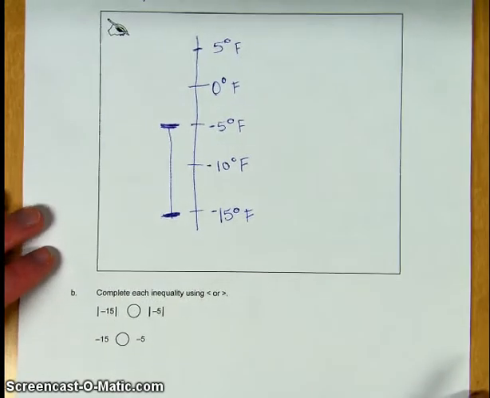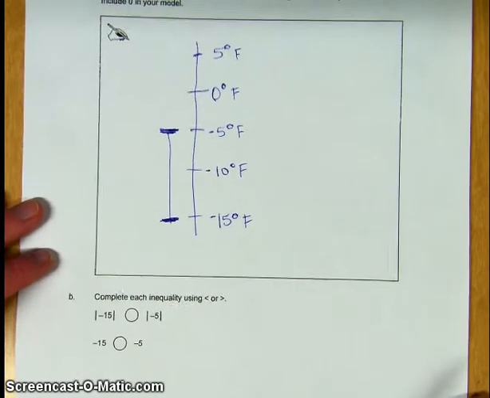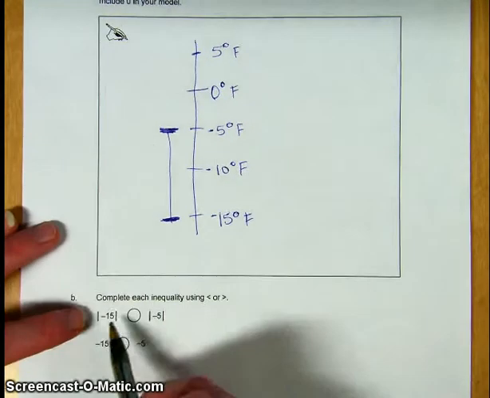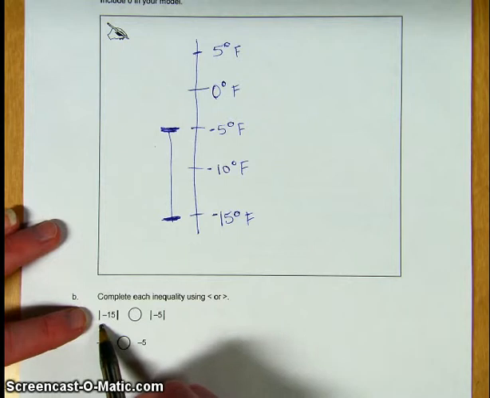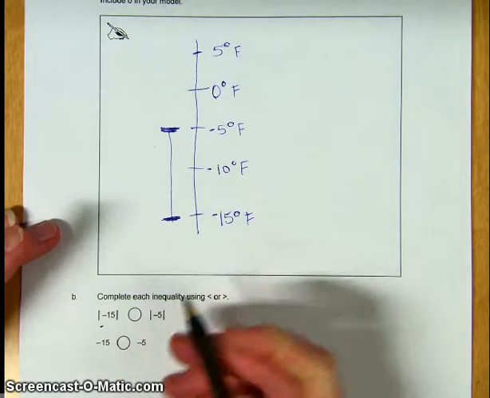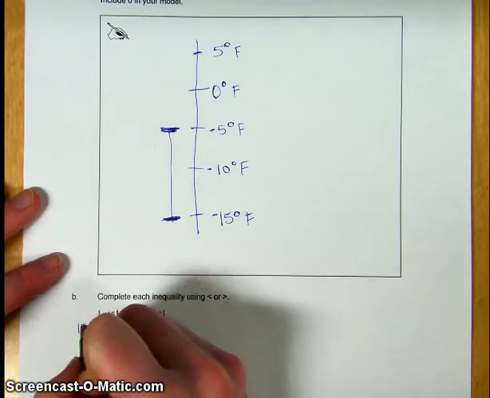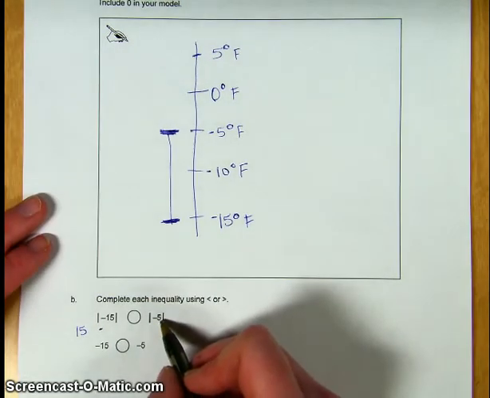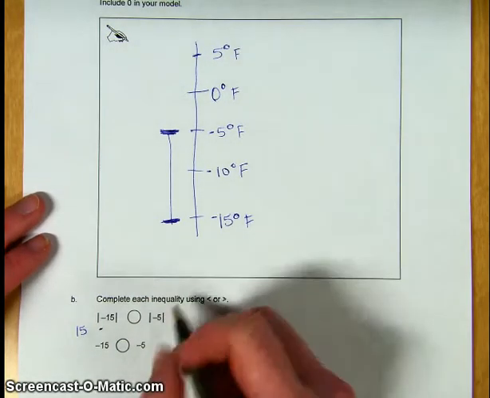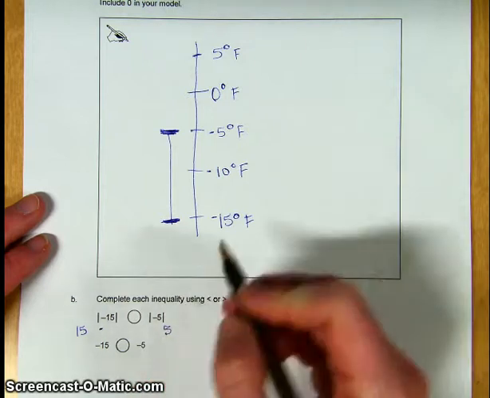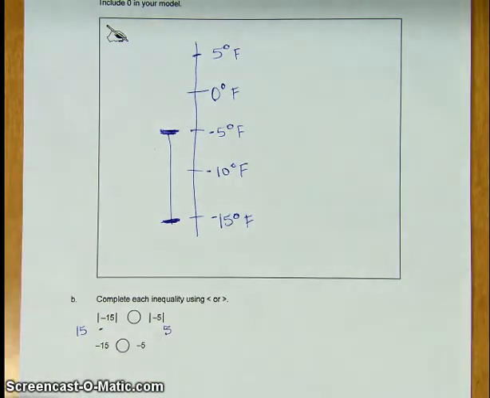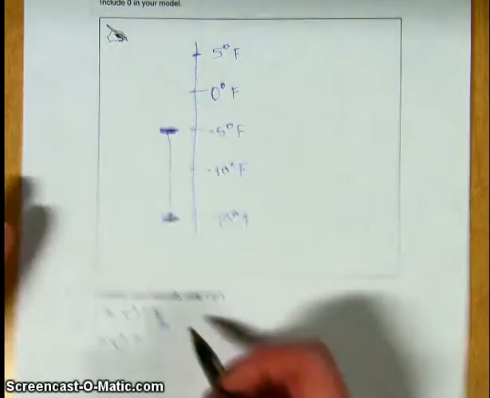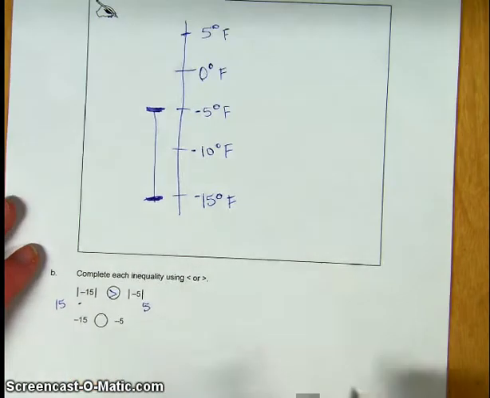Complete the inequality using less than or greater than. The absolute value of -15, how far away is that from 0? How much value does that number have? It's 15. The absolute value of -5 is 5. The distance from 0 is 5 for that one. So 15 compared to 5, this is greater than.